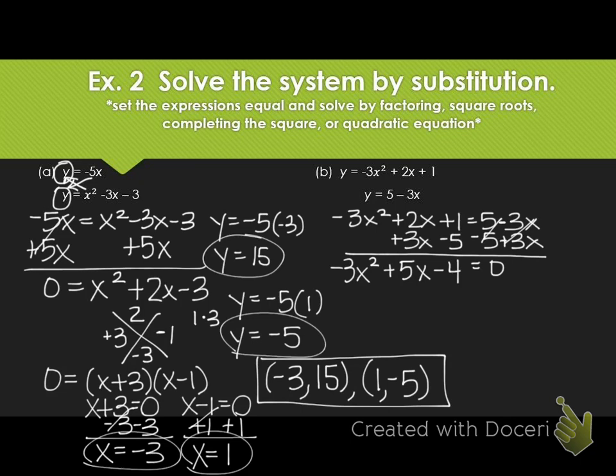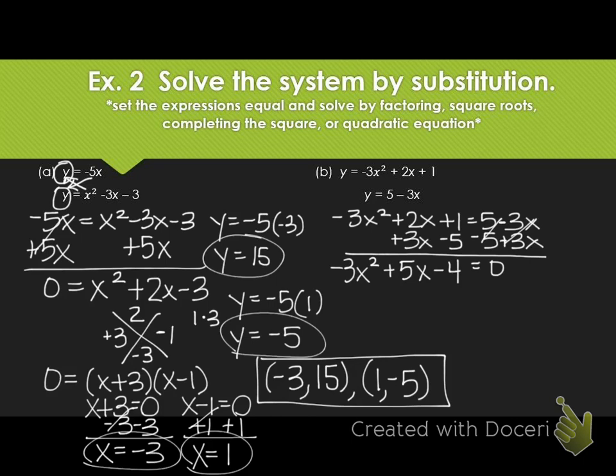What about square roots? Does square roots even work as an option on this problem? No. Again, why doesn't it work? There's an x term. Okay, I can't do square roots if there's an x term. All right, what about completing the square? Is that necessarily the easiest thing to do when the leading coefficient is not a 1? No. All right, what about the quadratic equation?